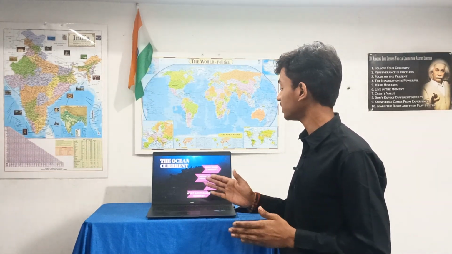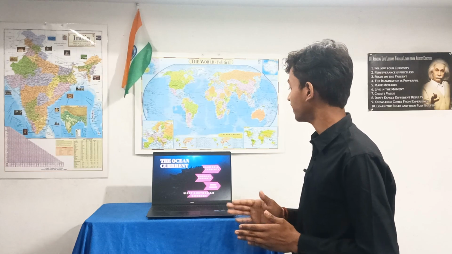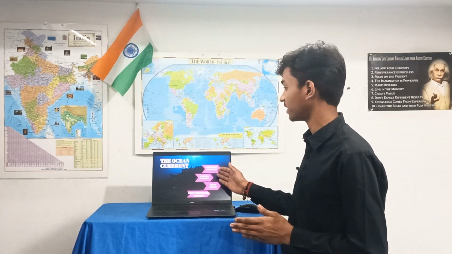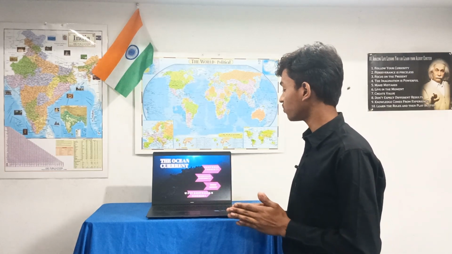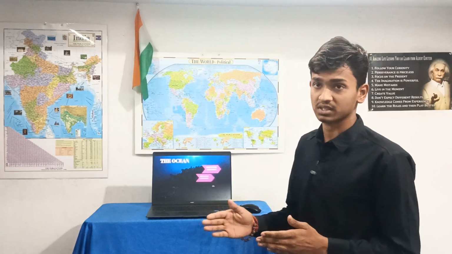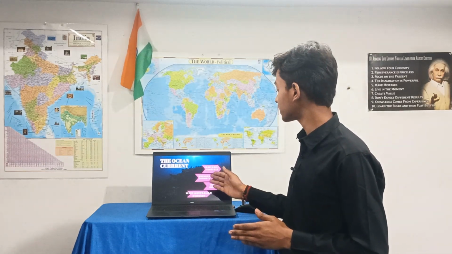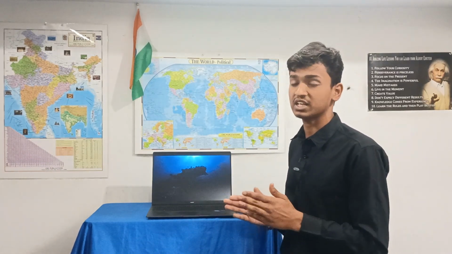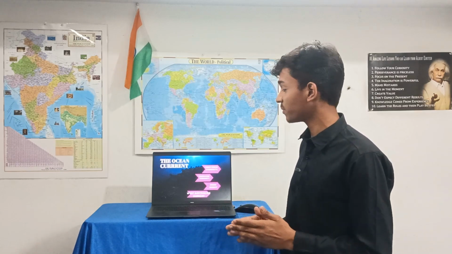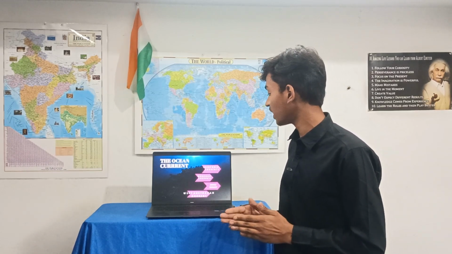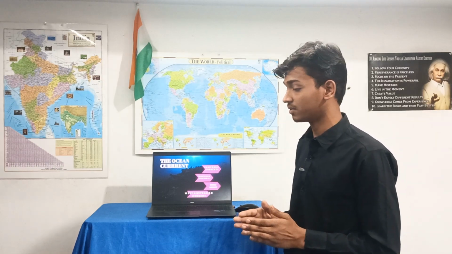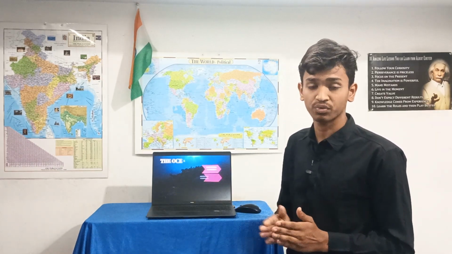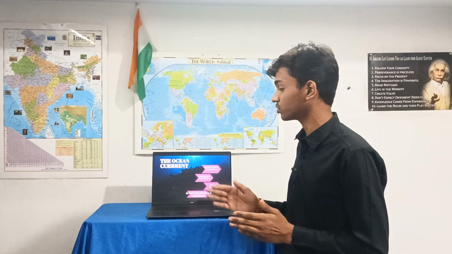Firstly, at 0 degrees latitude a current is generated. That current's name is the South Equatorial Current. It moves from east to west, and where it strikes the island of Madagascar, it splits into two parts. The first is the Madagascar Current and the second is the Agulhas Current, which merges with the West Wind Drift and moves towards the south and east, where it strikes the Australian coast.